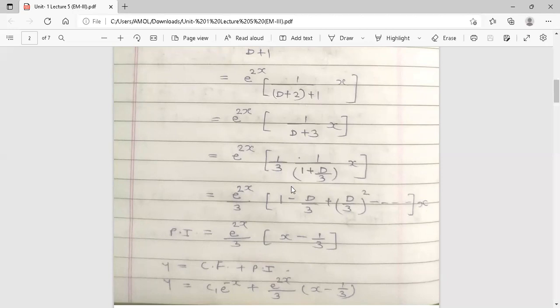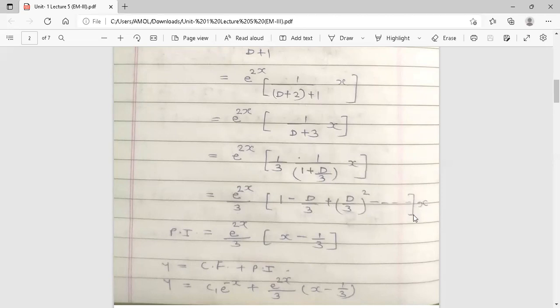This x as it is. Now 1 by 3 is a constant term, so we can write the term as e raised to 2x upon 3 in bracket. Now the term is 1 upon 1 plus D by 3. So use here the series 1 upon 1 plus x, which is 1 minus x plus x square minus x cube and so on. So in place of x you place the value D by 3, so that you will get the series 1 minus D by 3 plus D by 3 whole square minus D by 3 whole cube and so on, into the function x as it is.